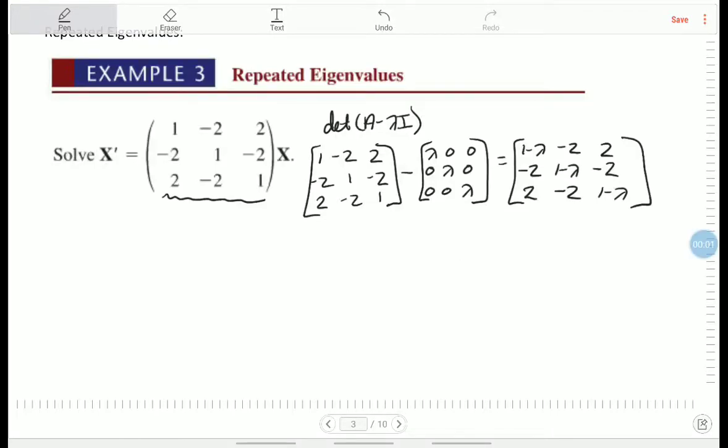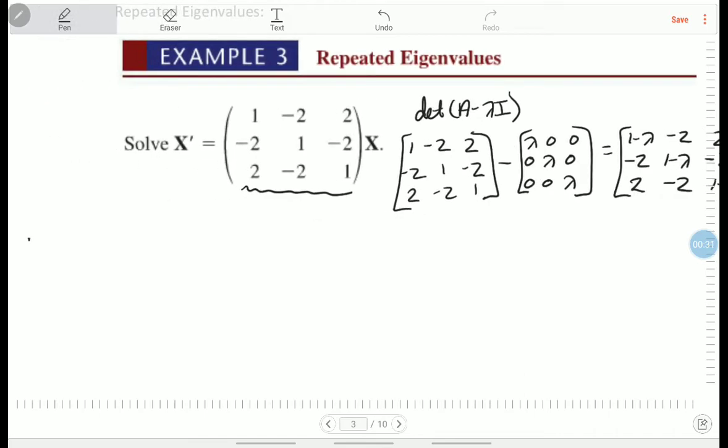Let's look at an example now where we're going to have repeated eigenvalues. So we have our A matrix. This is written in matrix form. And we need to find the determinant of A minus lambda I to find the eigenvalues. So here's our A. If we find lambda I, it would be this. Notice it's got lambda down the main diagonal. And when we subtract those, we get this guy.